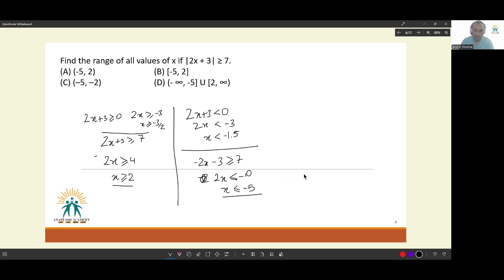So the range that we have identified on the number line is -5 and everything beyond, and 2 and everything beyond. Both these ranges are acceptable. So the correct answer will be option D. This is the equation-based way of solving it.